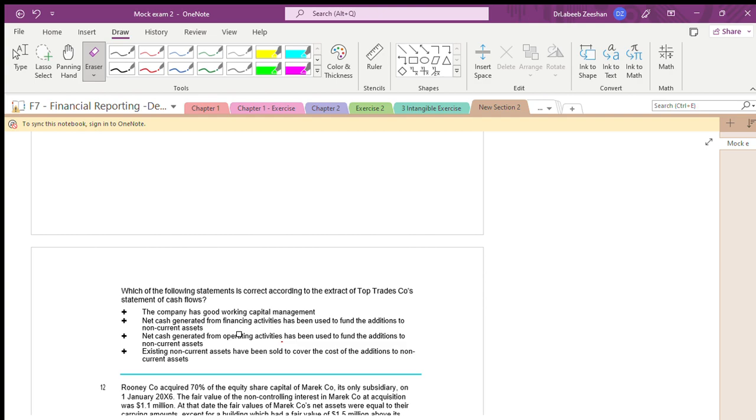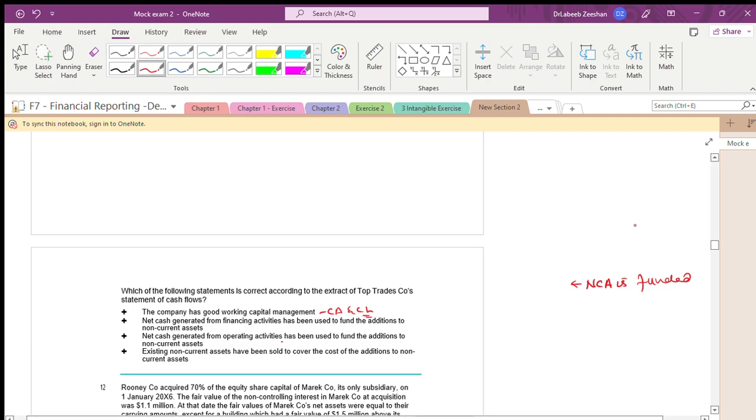They are saying how the net current assets are funded. Is it right? How will you get the amount to fund net current assets? The company has good working capital management. This is related to current assets and current liabilities.